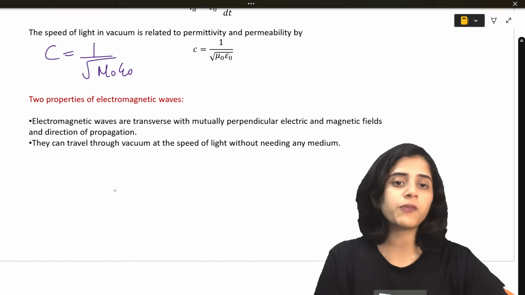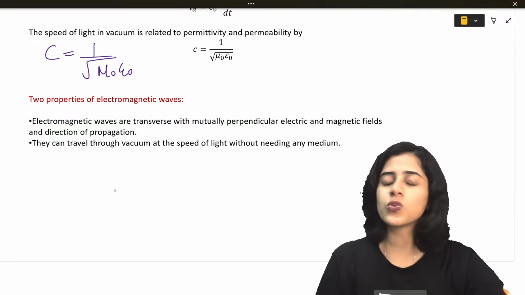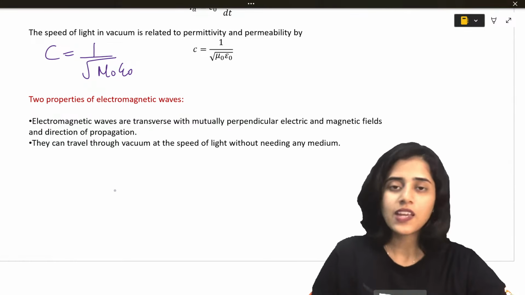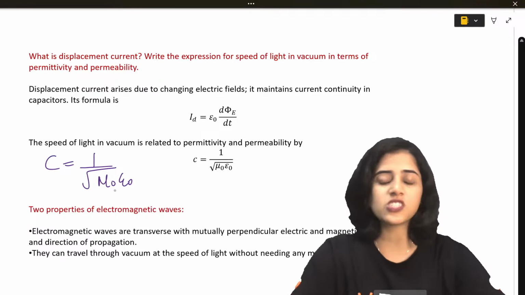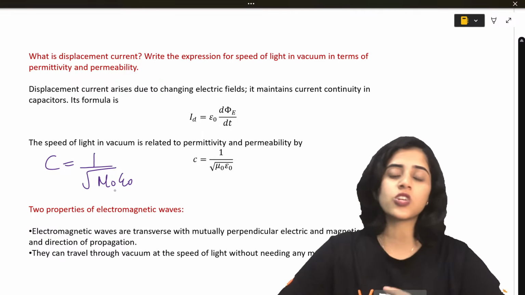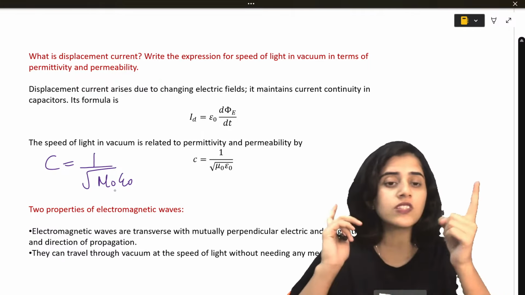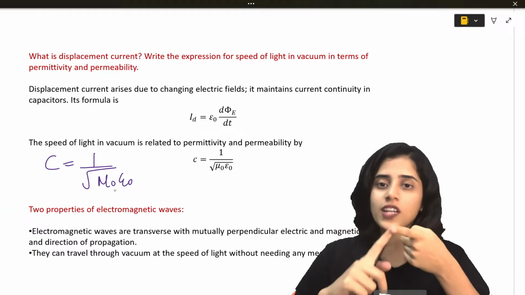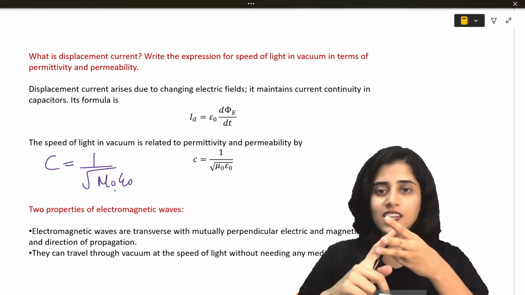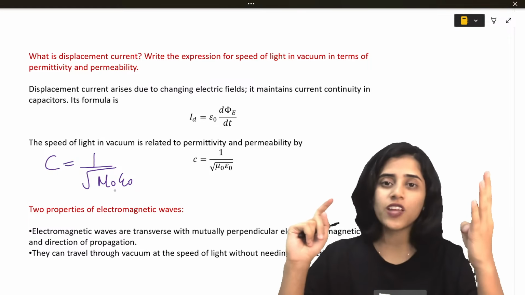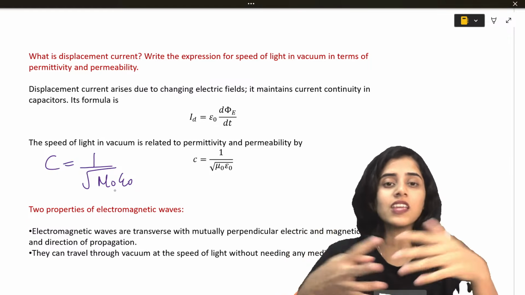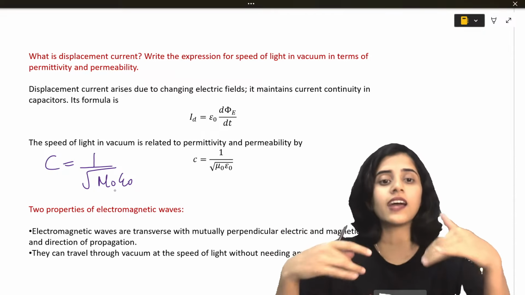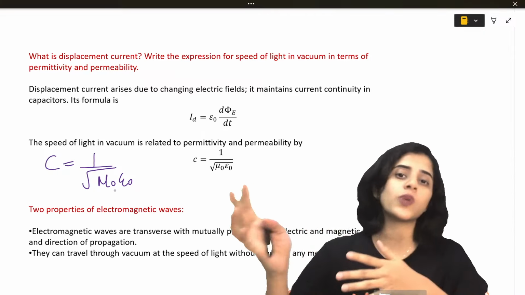Electromagnetic waves are transverse with mutually perpendicular electric and magnetic fields. They can travel through vacuum with the speed of light, and so on. From this chapter, you can get other questions which I have not included here. They can ask you applications and properties of all the electromagnetic waves. They can ask you about radio waves, gamma rays, X-rays, microwaves. So make sure you learn the applications and properties of all of these waves.